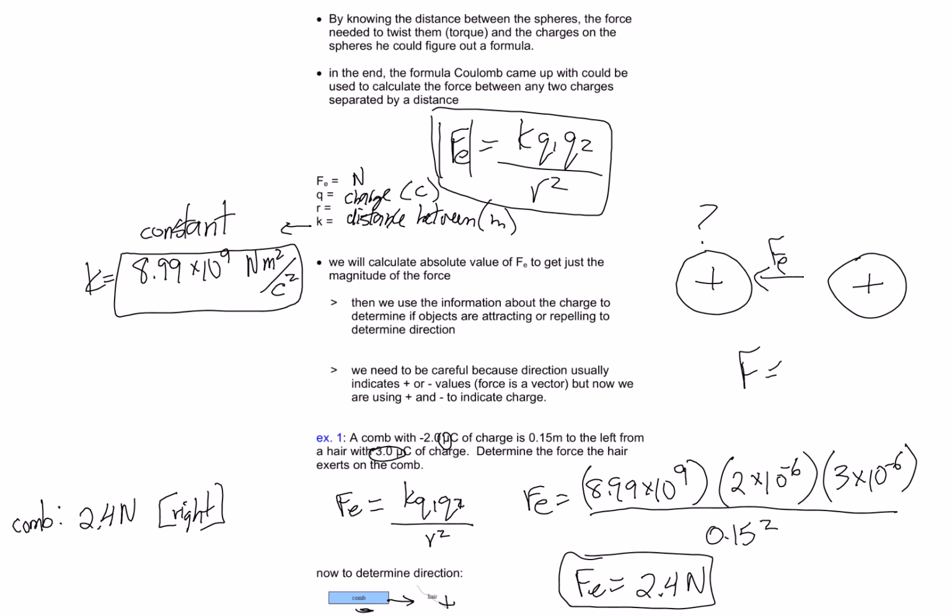If the question was, what's the force acting on the hair? It would be the same calculation, but in this case, our hair being positive, the comb being negative, the hair is going to get pulled to the left. So it'd be the exact same number, but our direction would be left. Okay, so you get the idea. Just do the calculations, use the idea of whether they're positive or negative to figure out which direction the force would go.